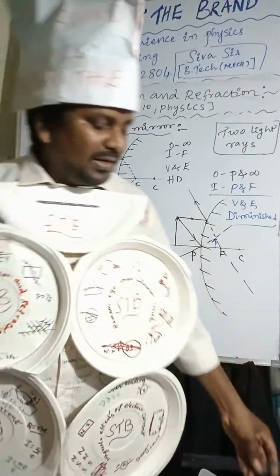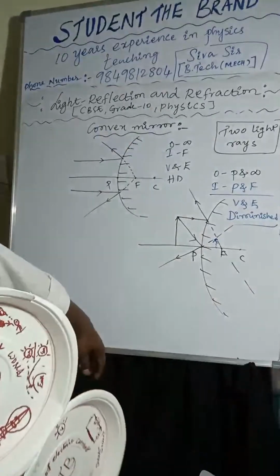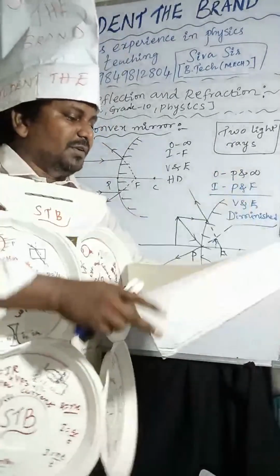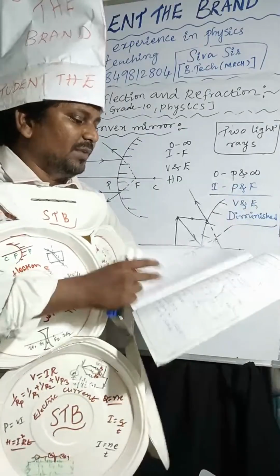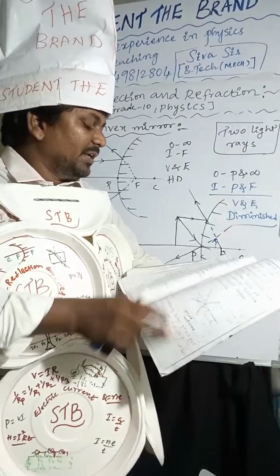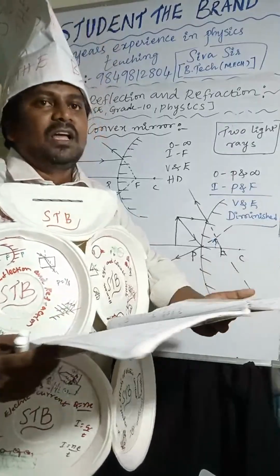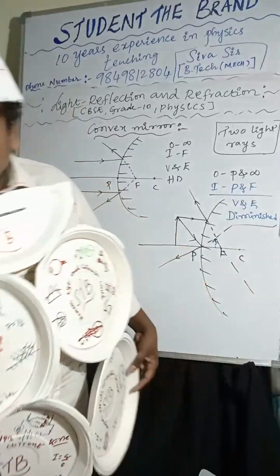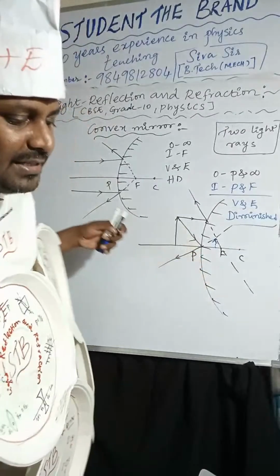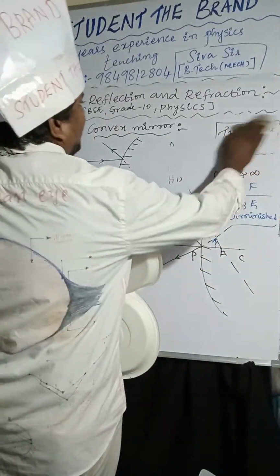Now we will discuss one more thing. Questions will be there related to this, a few questions related to the convex mirror, and terms related to concave and convex. And one more thing, very very important: the radius of curvature is twice the focal length. I will discuss that one.